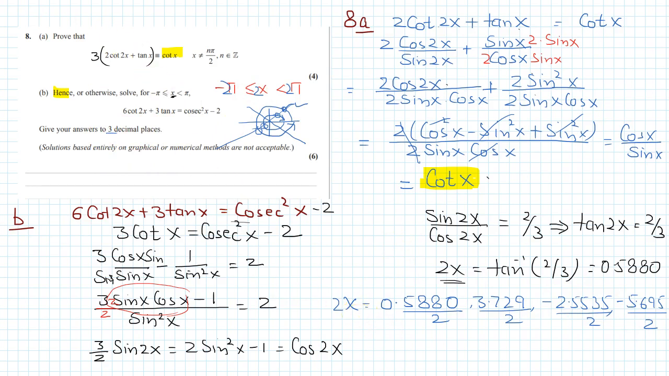So the answer will be x is equal to 0.294, 1.8646, then minus 1.2767, and next is minus 2.8475.